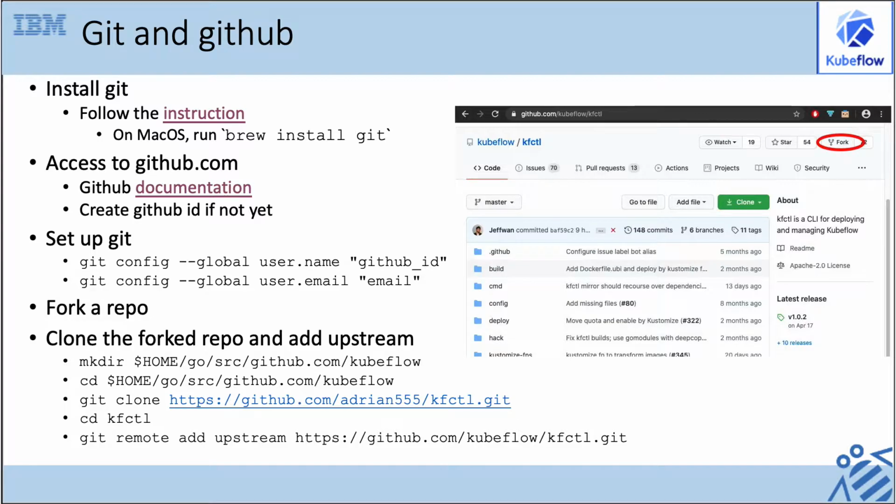So you need to clone your project under this directory, right? The go source github.com and Kubeflow, and then go to there. Also, let you create the upstream remote. With the upstream remote, it will help you later when you want to periodically merge with the master source repo and so on. So just quickly go through the Git and GitHub.